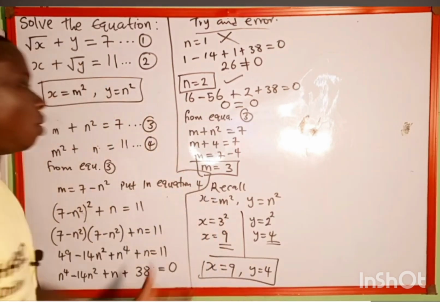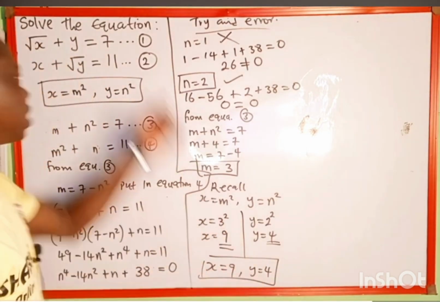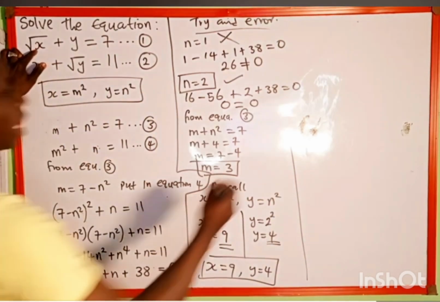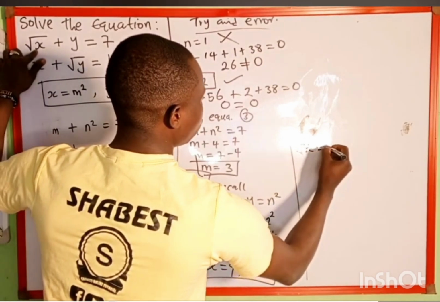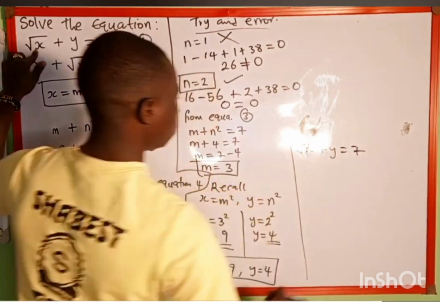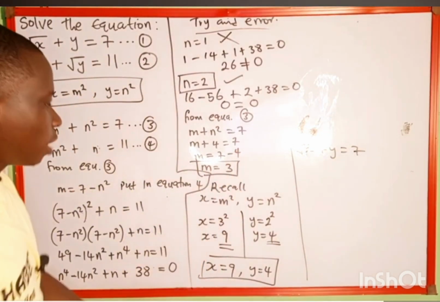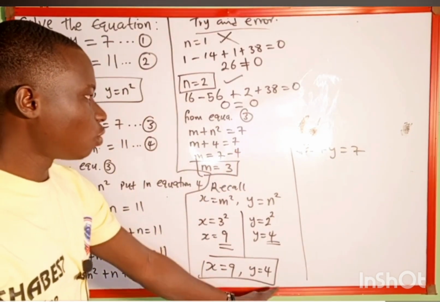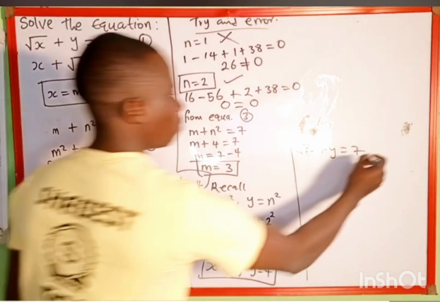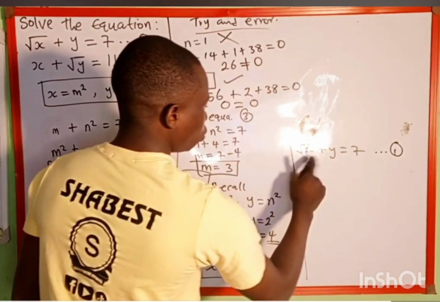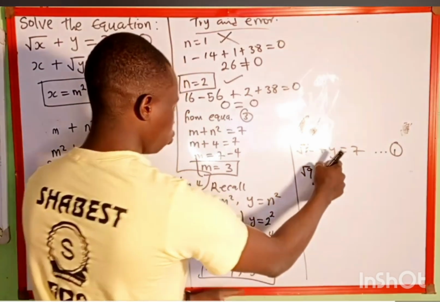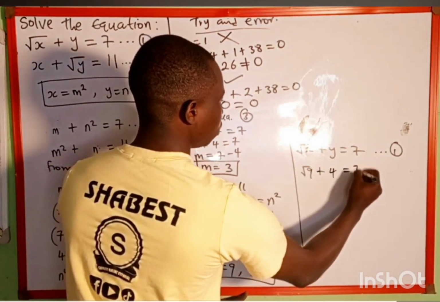But let's check whether these two values satisfy the original equation. From the equation, we are given that square root of x plus y is equal to 7. Equation 1. So let's plug in x is equal to 9 and y is equal to 4, to see whether the left hand side is going to be the same as the right hand side. This is from equation 1. So square root of, what is x? We solved x to be 9, plus, what is y? y is the same as 4, which is equal to 7.